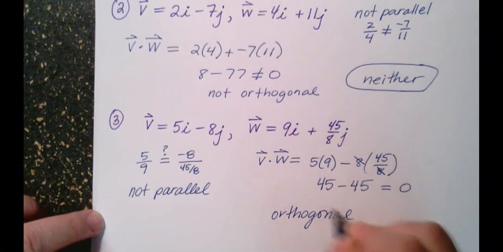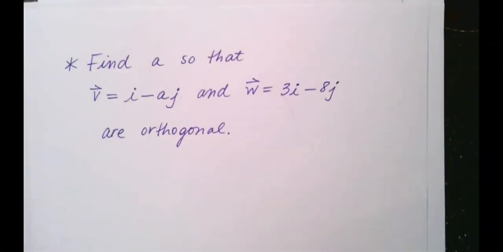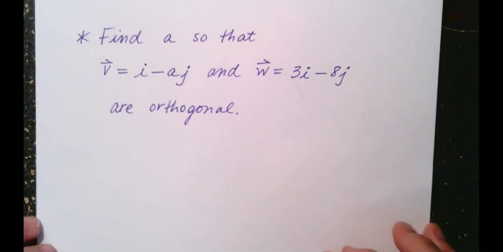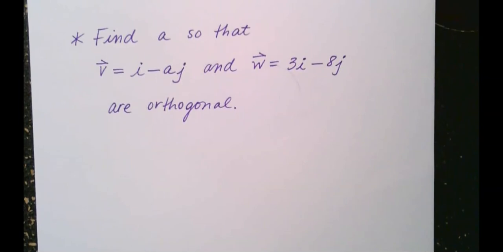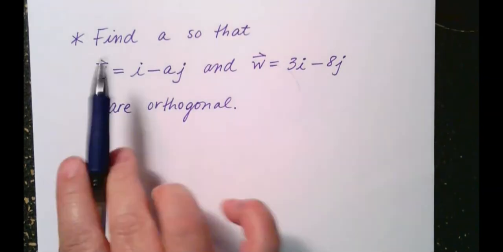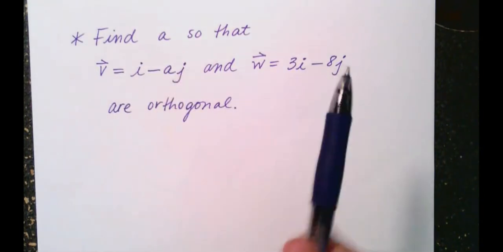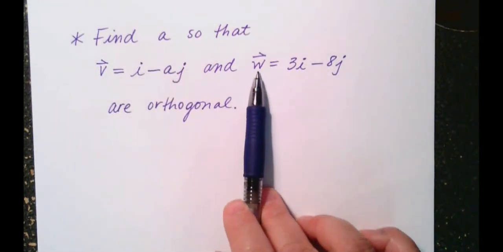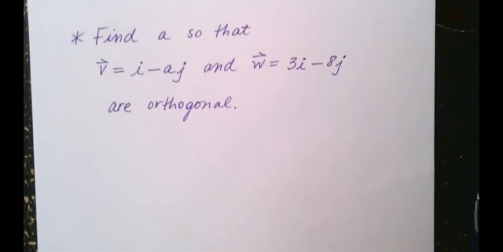Remember, that's our criteria. Okay, I've got one last thing to show you. Kind of, you can think of it as a bonus problem. And it's just a problem you might be asked about, that kind of just checks that you know what you're doing with orthogonal vectors. So it says find A, the value of A, so that vector V, which consists of i minus Aj, and vector W, which can be represented as 3i minus 8j, are orthogonal.